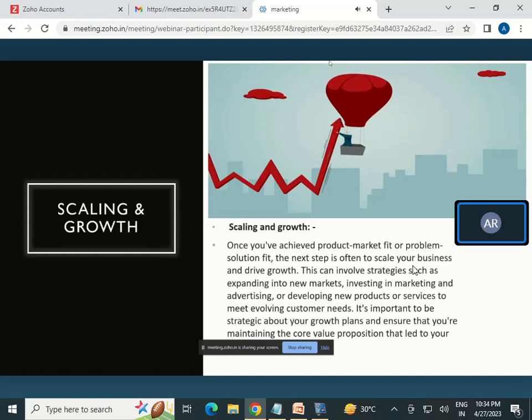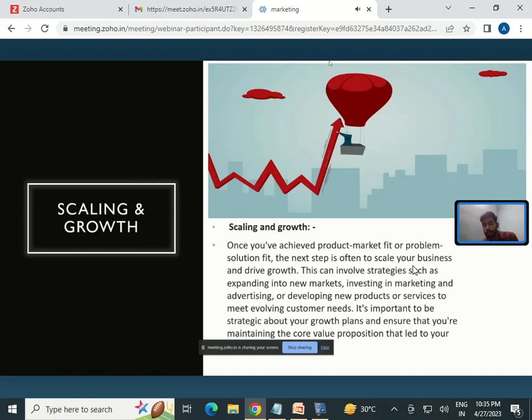Then investing in marketing and advertising. I guess everybody knows that this is a very common thing in marketing, right? Even if a 1 rupee pencil is in the market, companies are doing advertisement for that pencil, right? So this is a very traditional method to scale up your business, or you can say, to build up the growth for the business.